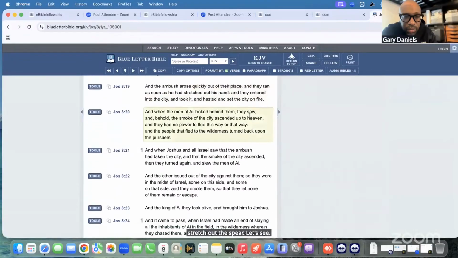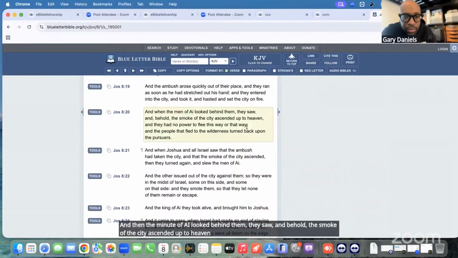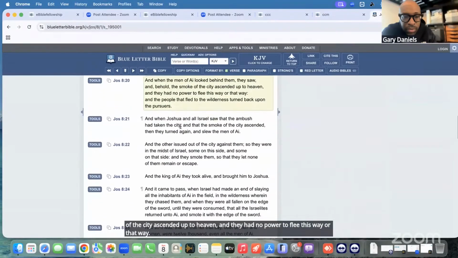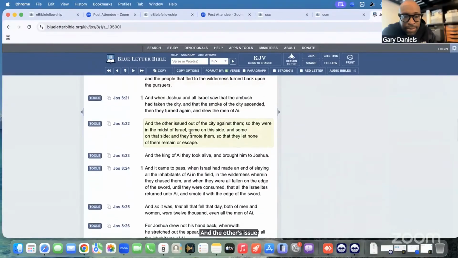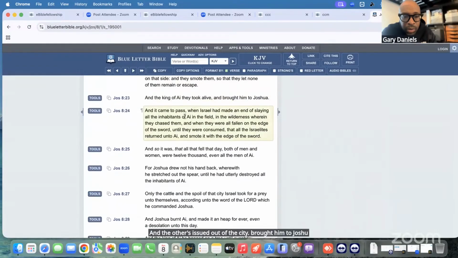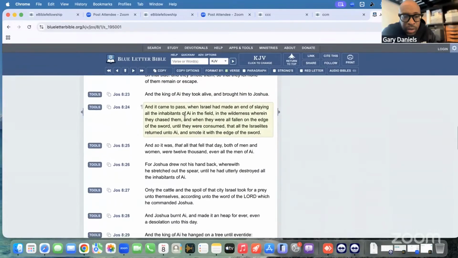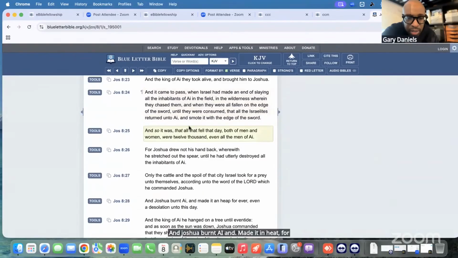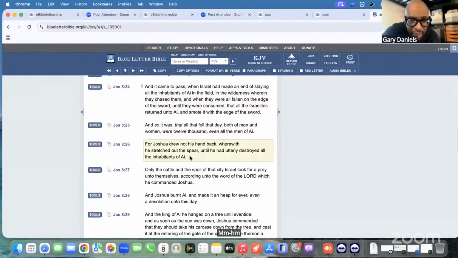And then the men of Ai looked behind them, they saw, and behold, the smoke of the city ascended up to heaven, and they had no power to flee this way or that way. And the others issued out of the city, brought him to Joshua. And Joshua burnt Ai and made it an heap forever, even a desolation. And the king of Ai, oh, here it is, verse 29, he hanged on a tree until eventide.